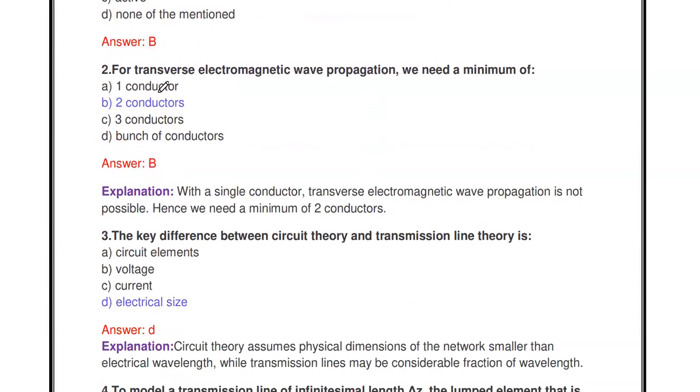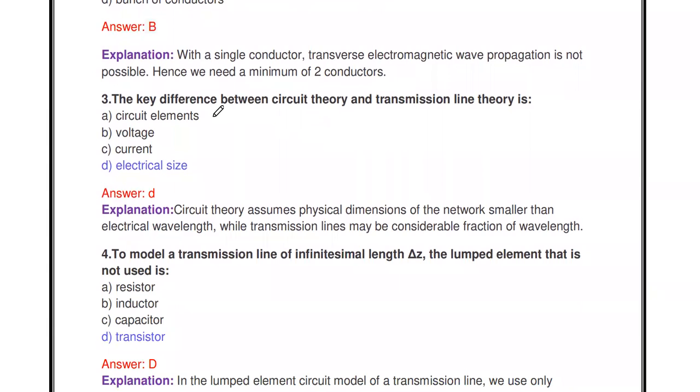Next one. For transverse electromagnetic wave propagation, we need a minimum of one conductor, two conductors, three conductors, or a bunch of conductors. In order to transfer the electromagnetic wave, we need at least two conductors. A minimum of two conductors is needed, and in between the two conductors the waves are propagating.